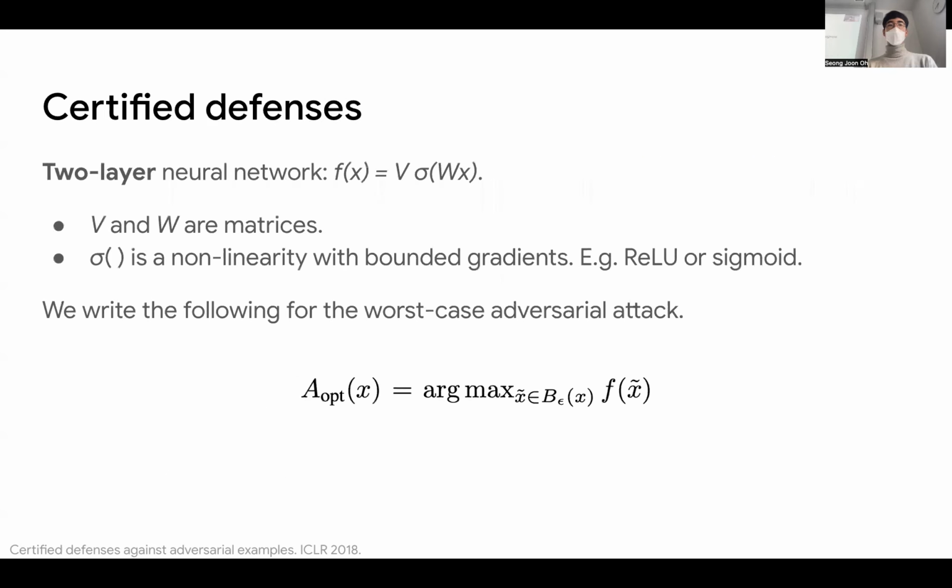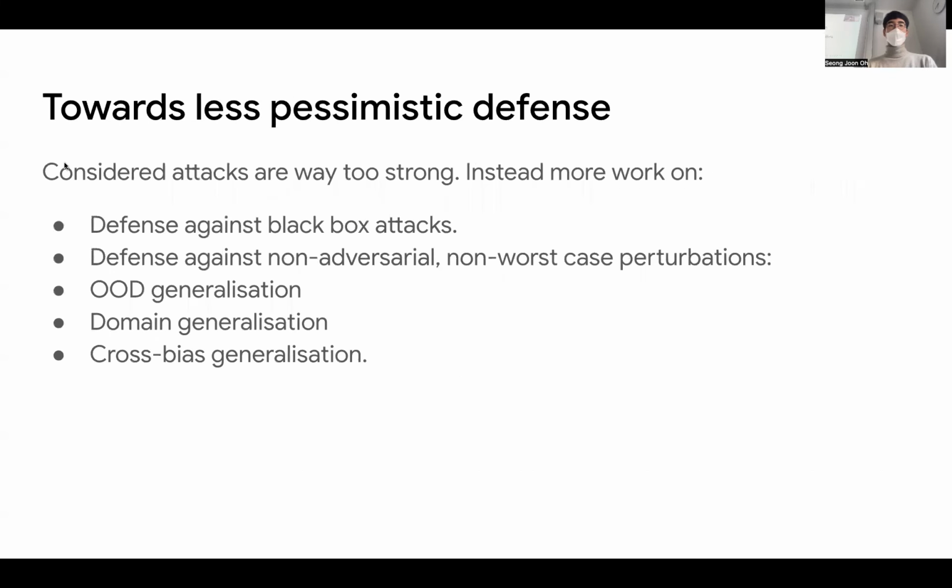Also because you're confining the studies to two-layer neural networks yet. Okay. What about the other alternative, which is going towards less pessimistic defense? For example, defense against black box attacks is, I think, still a very interesting subfield of adversarial perturbations, adversarial attacks. Or defense against non-adversarial, non-worst case perturbations is also interesting.